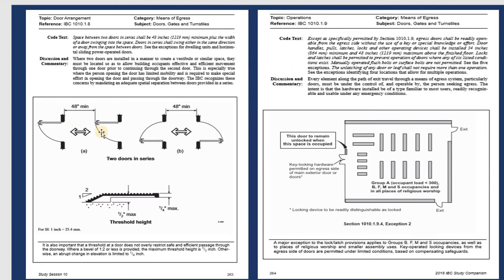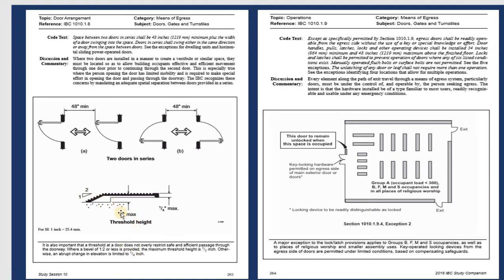This is another example. If we have 2 doors in the same direction, the distance from the door to the wall is minimum 48 inches, that means 4 feet. You cannot do smaller than that. If we have 2 egress doors in the same direction, it should be minimum 48 inches. If you have 2 doors but in different directions, the distance from wall to wall is 48 inches minimum.